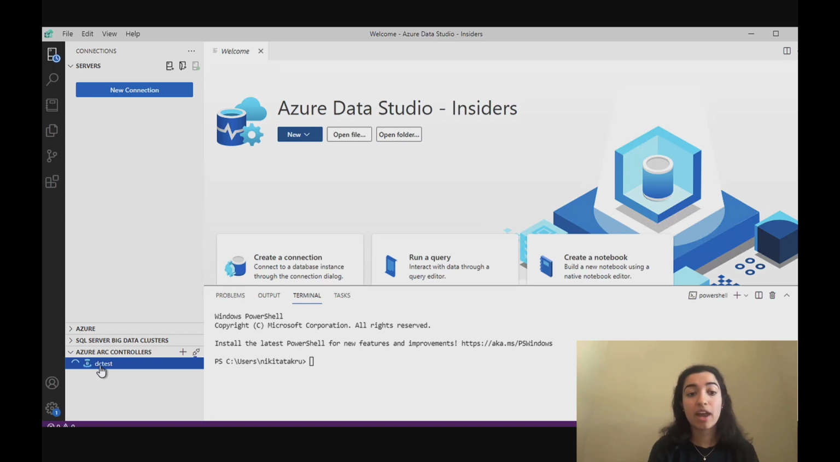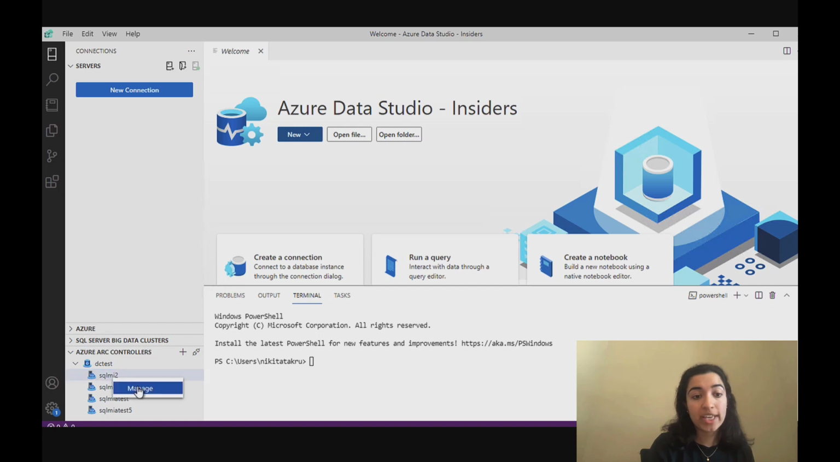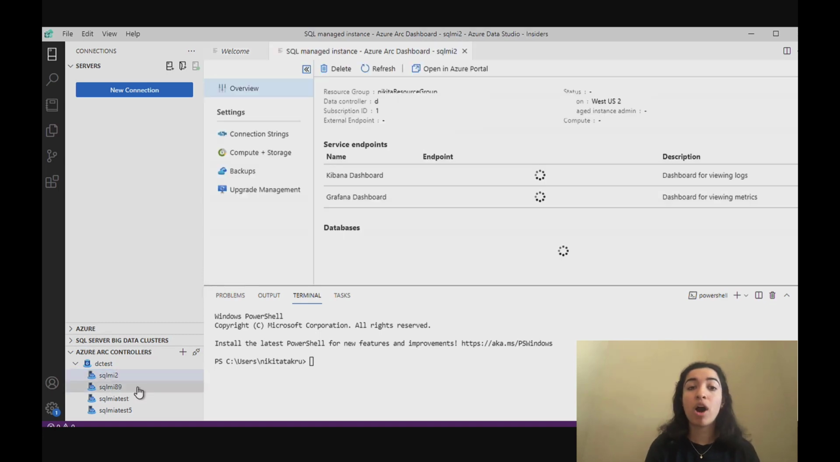And if I click that arrow underneath, what it is looking for is if there are any SQL managed instances which were associated with that data controller. So I have quite a few here, but if you want to look within one of those, what you can actually do is right click, press manage, and it will pop up a similar dashboard to what you have previously seen in the Azure portal.